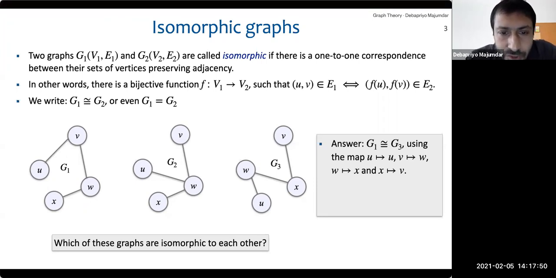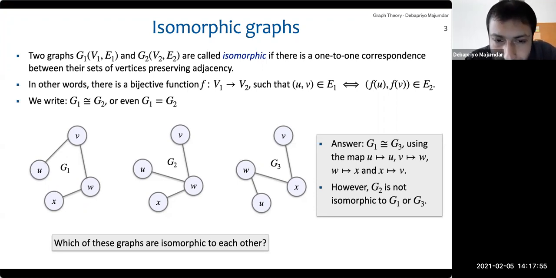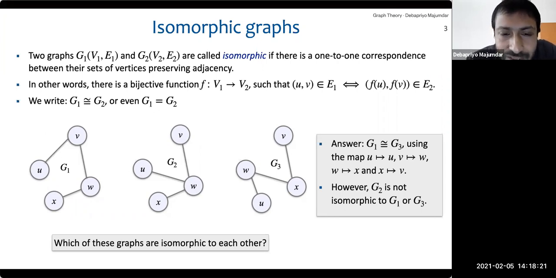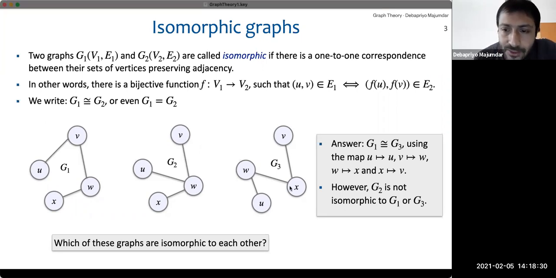However, G1 and G2 are not isomorphic, and G2 and G3 are also not. Let's leave that point for now; why they are not isomorphic, we'll come back to a little later. But do you see some intuition why they are not? I'll just give you the intuition right now. This is more like a chain, and this has one vertex at the center, which has an edge to all three other vertices. So this looks different. Essentially, two graphs are isomorphic if they can be made to look the same. Intuitively, that is the idea.